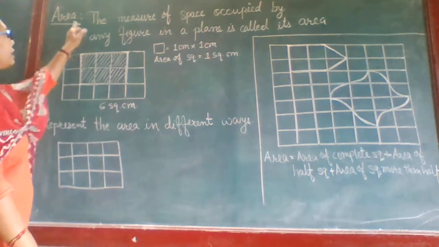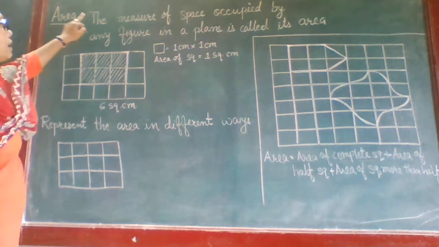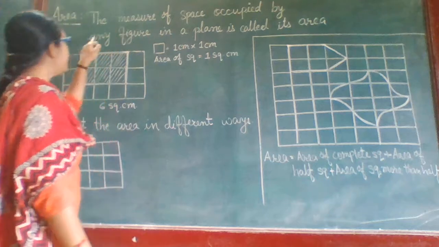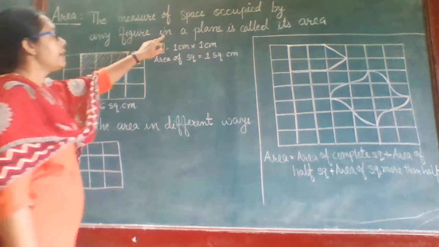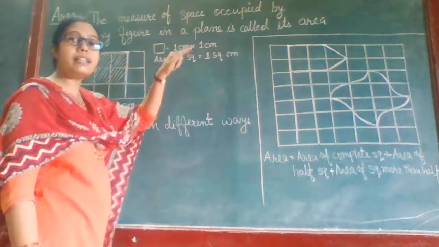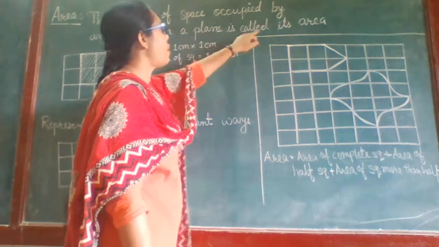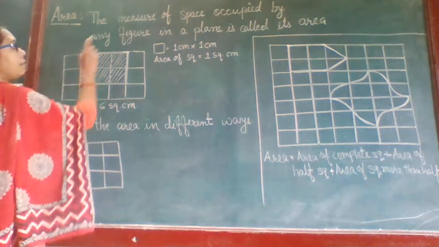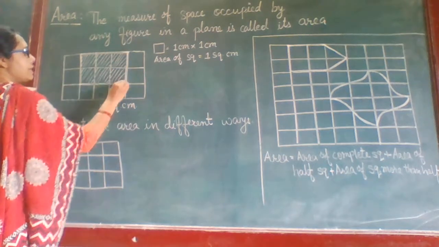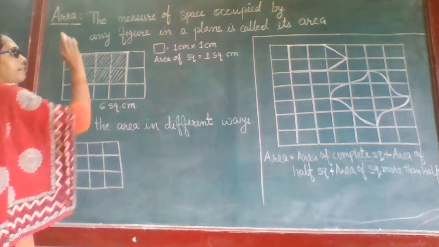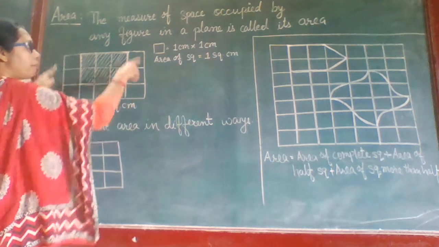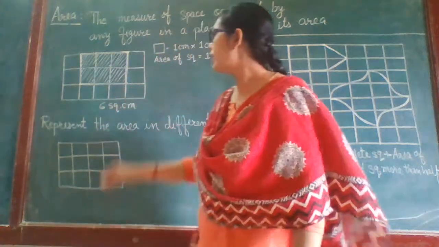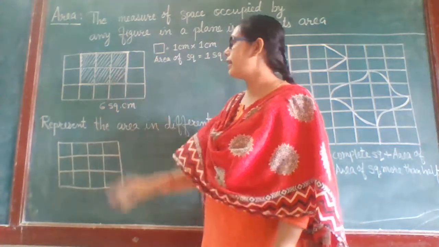So we can say, what is area? Area means the measure of space occupied by any figure in a plane. In a plane means on a surface, and that is called its area. Again, what is area? The measure of the space. How much space is occupied by any figure in a plane is called its area. And we have seen how to find the area.